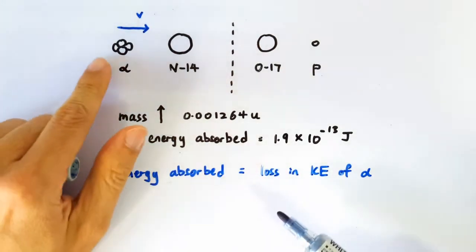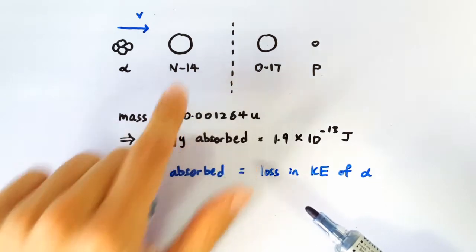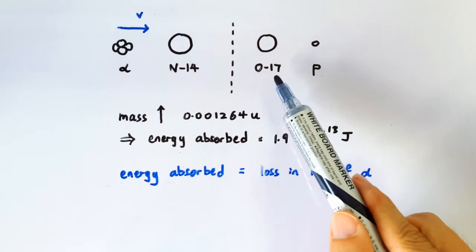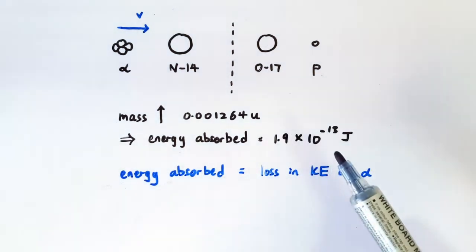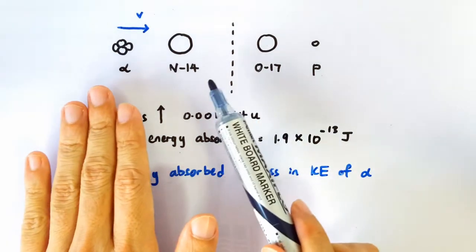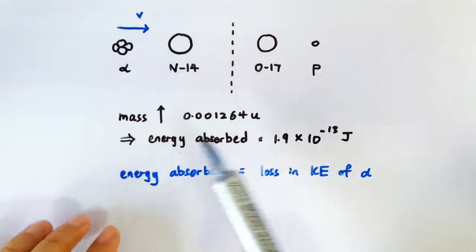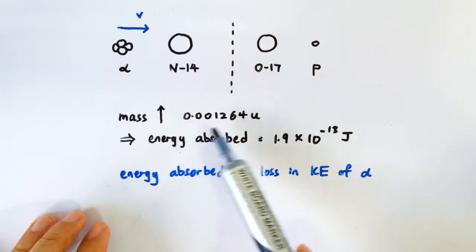Okay, in this question we have an alpha particle colliding into a nitrogen-14. This triggers a nuclear reaction, giving rise to a new nucleus, the oxygen-17, and a proton. The first thing we do is to calculate the total mass before and after the reaction. It turns out that there was an increase in mass of this amount.